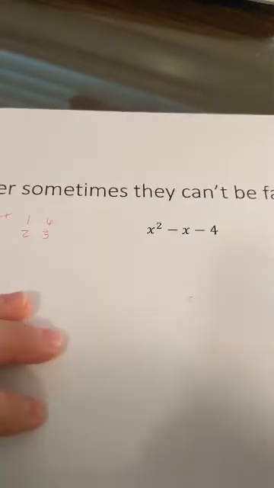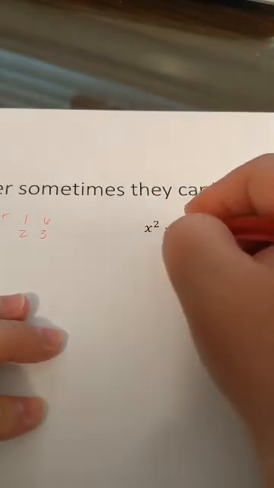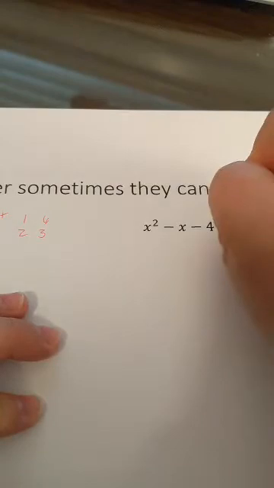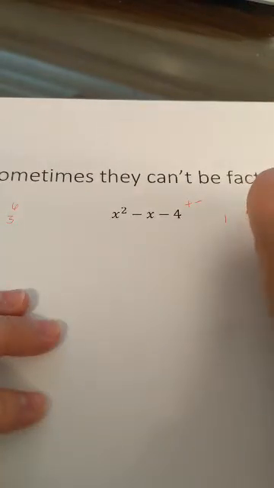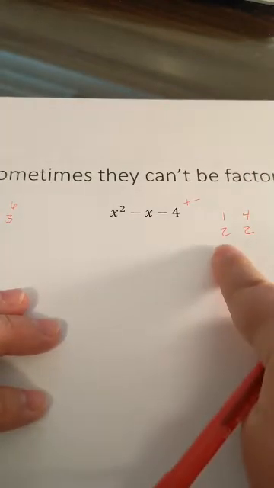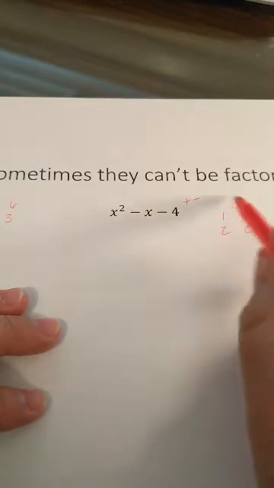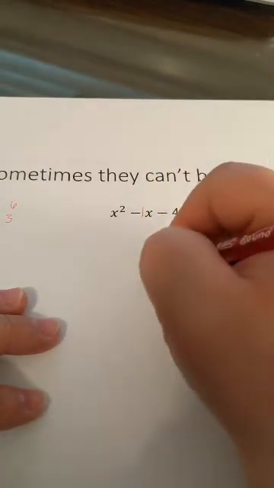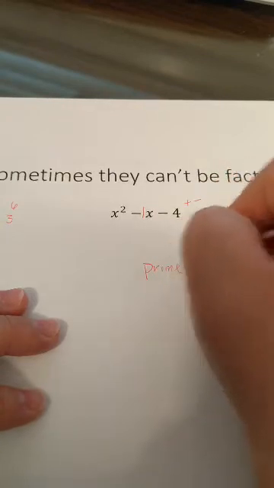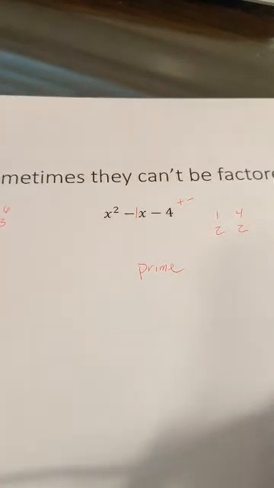Hopefully that makes sense. Same thing here. We have a minus minus, so it's 1 of each. The factors of 4 are 1 and 4 and 2 and 2. So they would have to subtract, and neither of these subtract to a 1. So again, this one's prime.